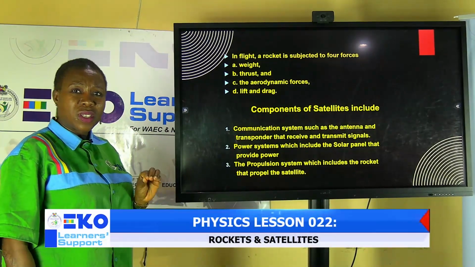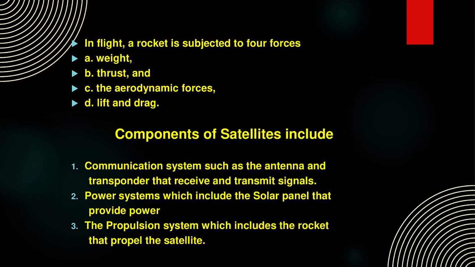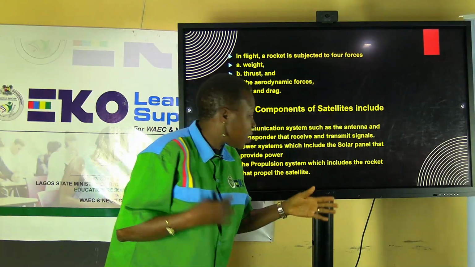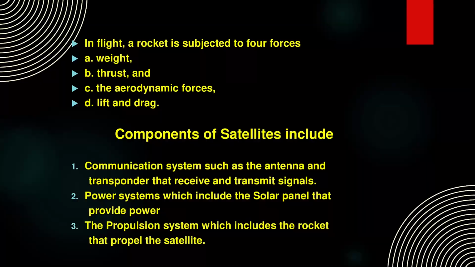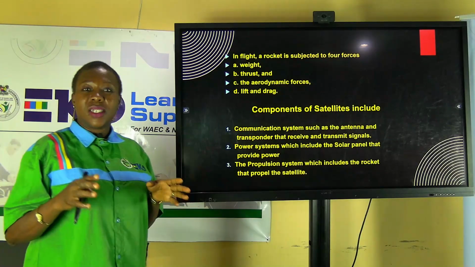What are the components of satellites? They include the communication system, such as the antenna and transponder that receive and transmit signals. We have the power system, which includes the solar panel that provides power. You have the propulsion system, which includes the rocket that propels the satellite.